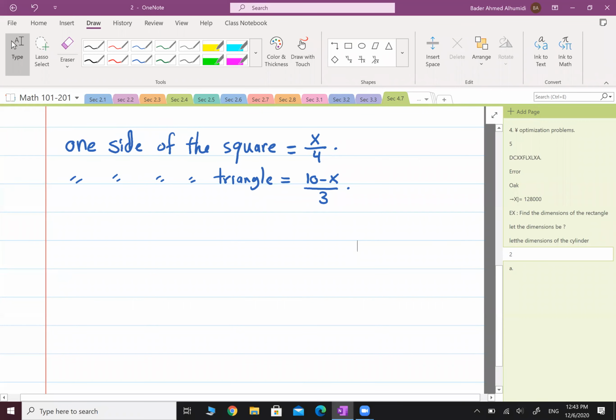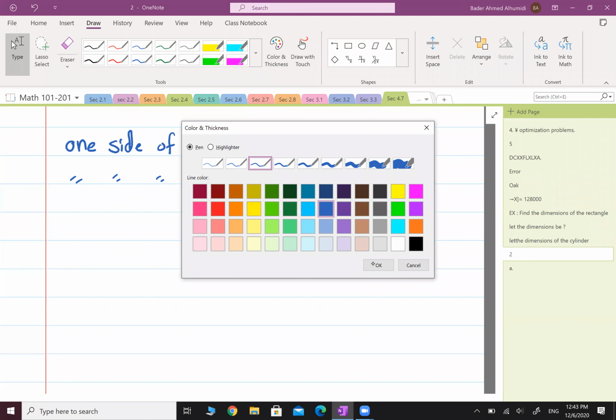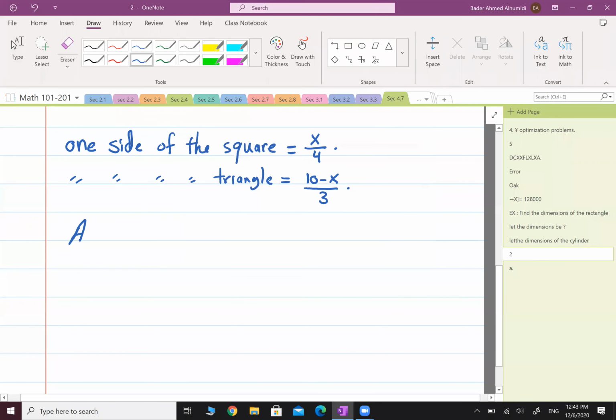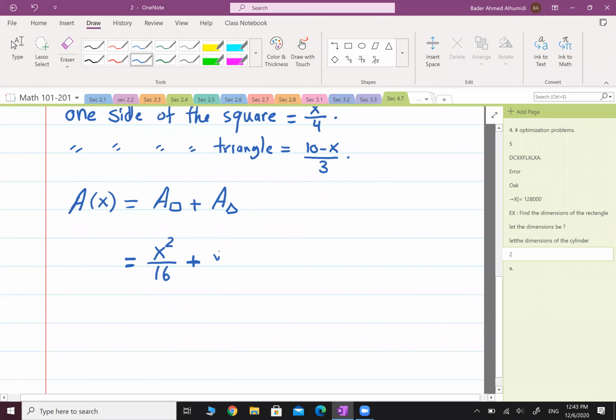What is the area that needs to be maximized? The area here that needs to be maximized is the sum of the two areas. Now I will write the area in terms of x: it is the area of the square plus the area of the triangle. What is the area of the square? One side of the square is x over 4, so the area is x squared over 16, plus the area of the triangle. The area of the triangle, as we said, is radically 3 over 4 times the length of the side, which is 10 minus x over 3, all squared.